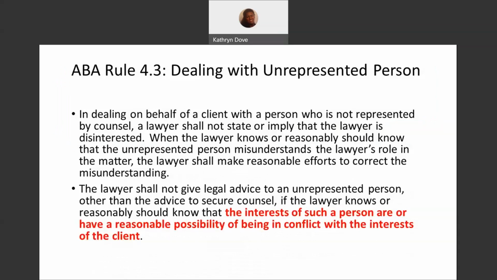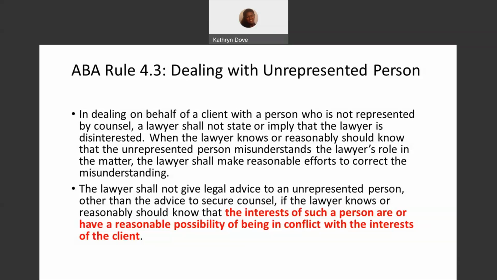In dealing on behalf of a client with a person who is not represented by a counsel, the lawyer shall not state or imply that the lawyer is disinterested. When the lawyer knows or reasonably should know that the unrepresented person misunderstands the lawyer's role in the contract, the lawyer shall make reasonable efforts to correct the misunderstanding. The lawyer shall not give legal advice to an unrepresented person other than recommend that that unrepresented person get their own attorney, if the lawyer knows or should know that the interests of the person have a reasonable possibility of being in conflict with the interests of the client.